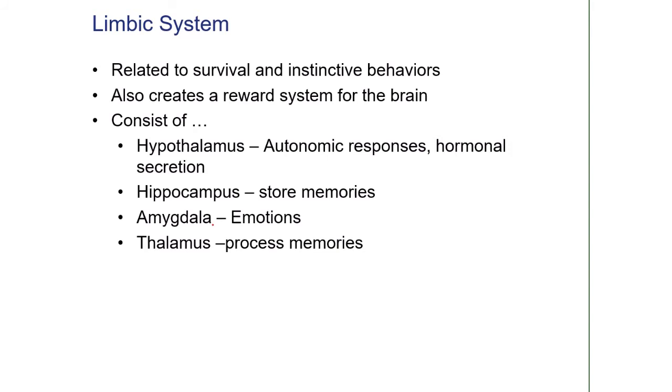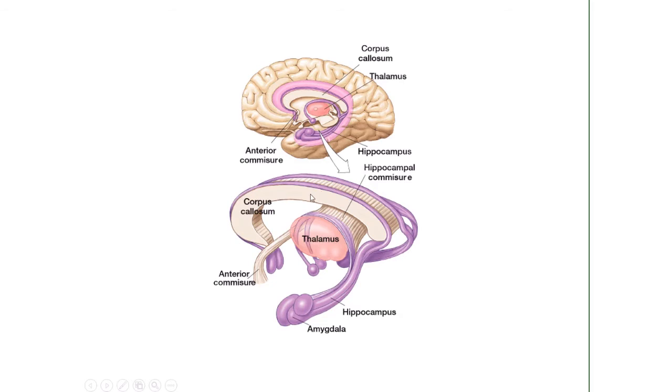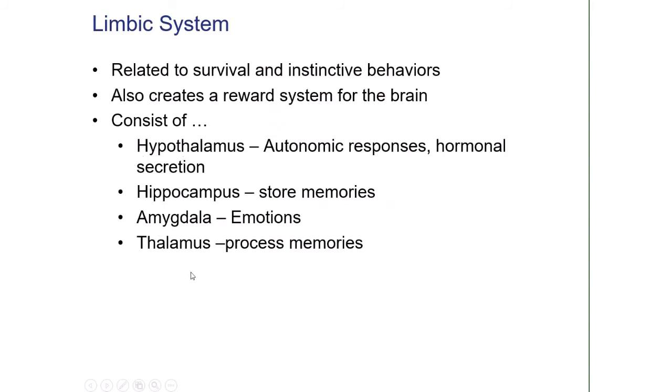Okay, and finally, to process memories, we have the thalamus. So together they form the limbic system, and here is just to show you where some of the stuff are. You can recognize that this is the corpus callosum, and if you trace some of the fibers that are nearby, below it, you will see this is the hippocampus, and this is the amygdala. Don't worry too much about where things are for the limbic system. Just know what the major parts are, and that would be sufficient.